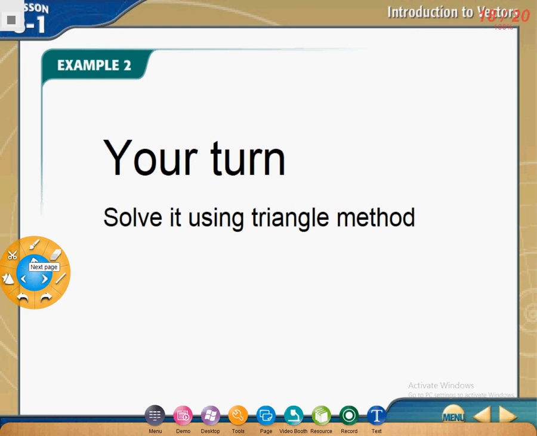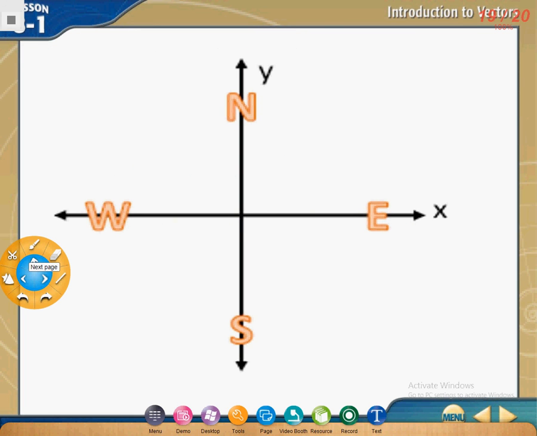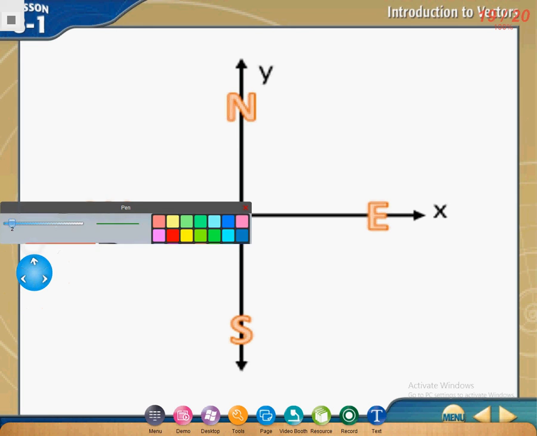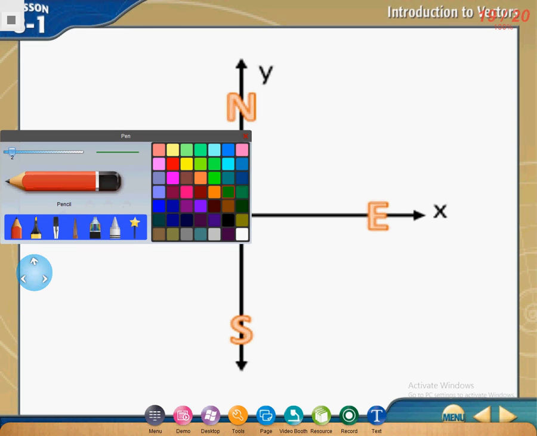Do you want to try? Solve it using the triangle method. I'll give you 1 minute. Try to solve it. Finished? Really? Is it difficult? Let's see.